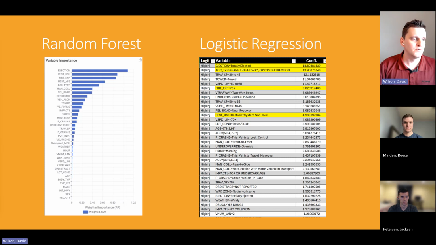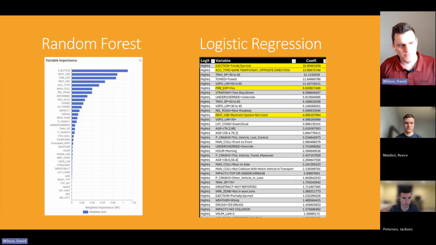On the left, we see the random forest variable importance shows ejection, restraint use, occurrence of a fire during a crash, restraint misuse, and accident type as the top 5 most significant variables. On the right-hand side, we have the coefficient analysis from the logistic regression model. And interestingly, we see 4 out of our top 5 from the variable importance with random forest in our logistic regression top 12. We can see ejection equals totally ejected as the highest coefficient.